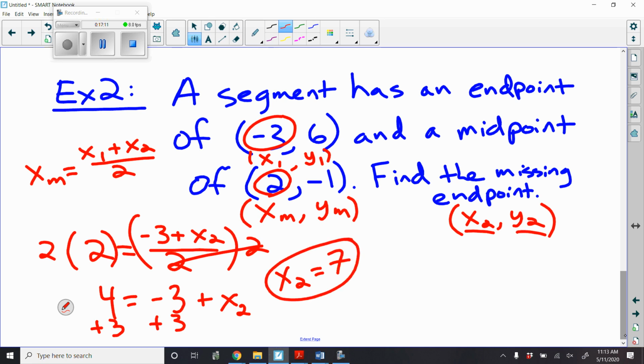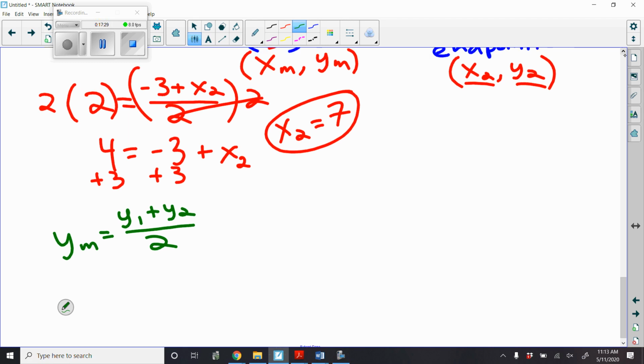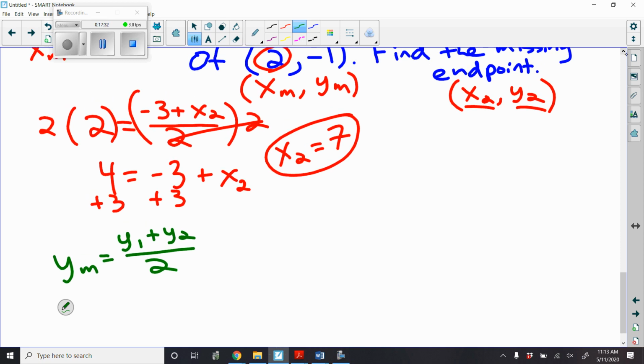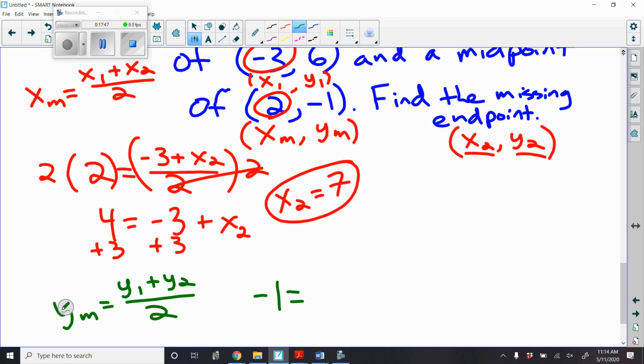Okay, I'm not done because I also need y2. Let's switch colors. Well, here's what I know. I know y sub m equals y1 plus y2 over 2. Well, what was the y coordinate of my midpoint? My ym was -1. So I'm going to say -1 equals, now I need y1. Well, I know that that is 6 back here. So it's going to be 6 plus y2, my unknown, over 2.